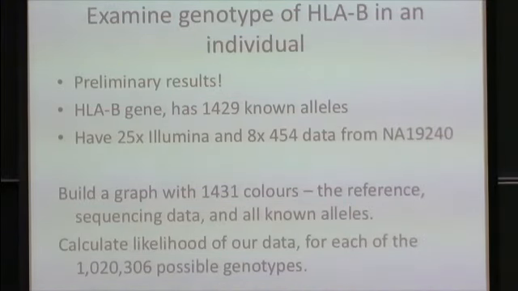And what I want to do is go through, there's 1,400 choose 2, it's about 1 million different genotypes, and for each of those genotypes I want to calculate the probability that I would see the data I see. So I do that under a model I'm not really giving details of. This is very preliminary work, and the graph looks like this.